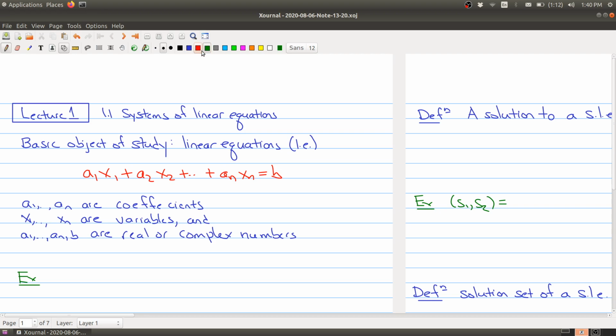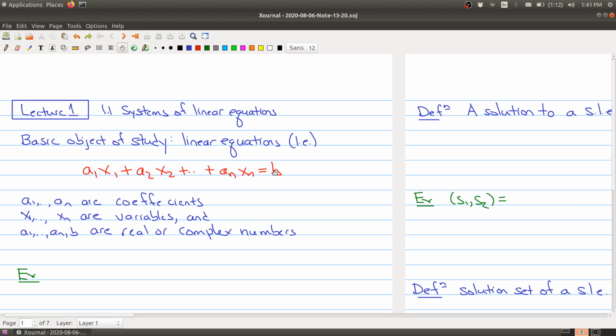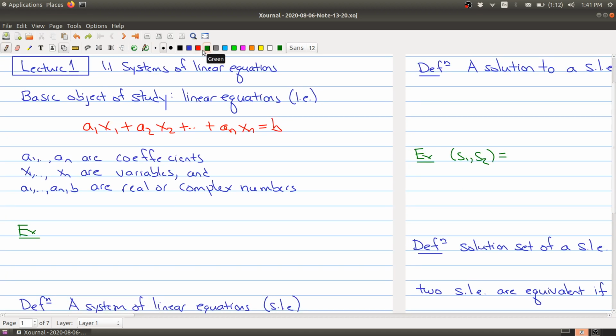Let me give you some examples to help illustrate. Oops, didn't mean to do that. Let's get rid of that. I meant to use my moving tool. Let me give you an example of some linear equations.